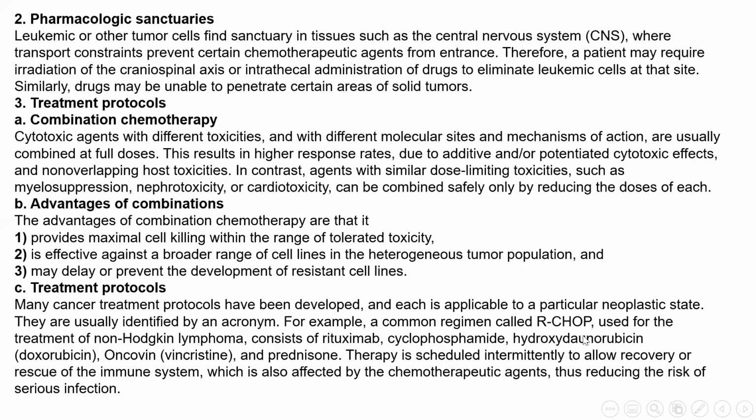For example, here we have R-CHOP, used for the treatment of non-Hodgkin lymphoma. This one is composed of rituximab, a monoclonal antibody, cyclophosphamide, hydroxydaunorubicin or doxorubicin, vincristine, and prednisolone, a steroidal anti-inflammatory drug. This treatment is scheduled in an intermittent way in order to give time for our immune system to be activated, because we know that maybe all of these treatments are immune suppressant. So it is important to give time after the treatment or the protocol for our immune system to be activated again in order to attack the remaining cancer cells, and also to prevent the risk of serious infection that patients with cancer could get.